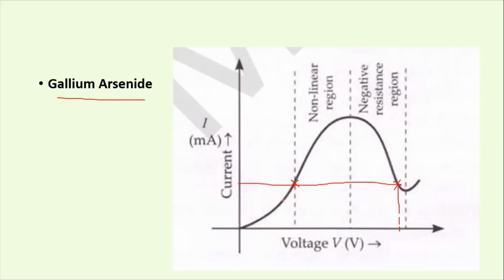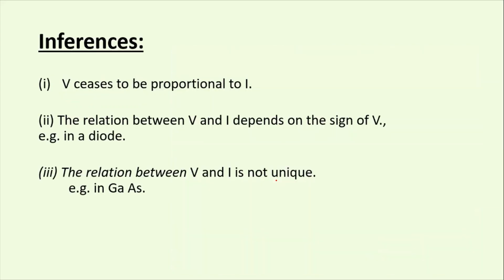So all semiconductor devices exhibit non-ohmic behavior. A metallic conductor exhibits non-ohmic behavior at high currents. So the inference is that as a result of non-ohmic conductors, finally, the voltage will stop being proportional to I. And the relation between V and I depends on the sign of the voltage, that is, in a diode.